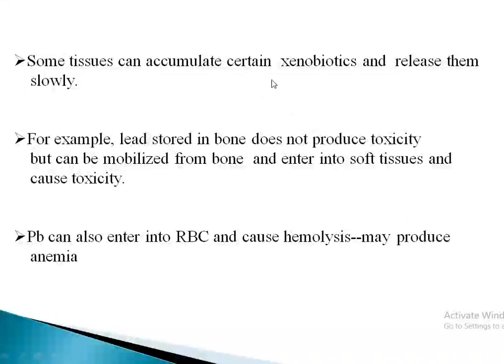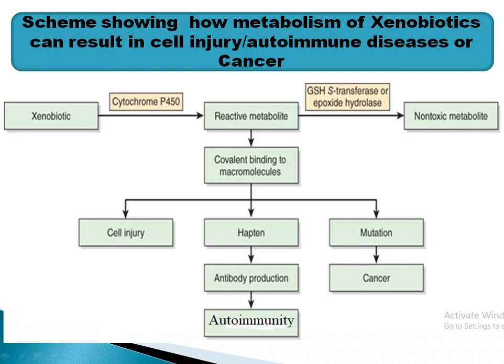However, certain xenobiotics may accumulate in certain tissues and can be released from those tissues slowly. For example, lead stored in bone does not produce toxicity, but when it is mobilized from the bone and enters the soft tissues, it causes toxicity. Lead can also enter red blood cells and cause hemolysis and may produce anemia.